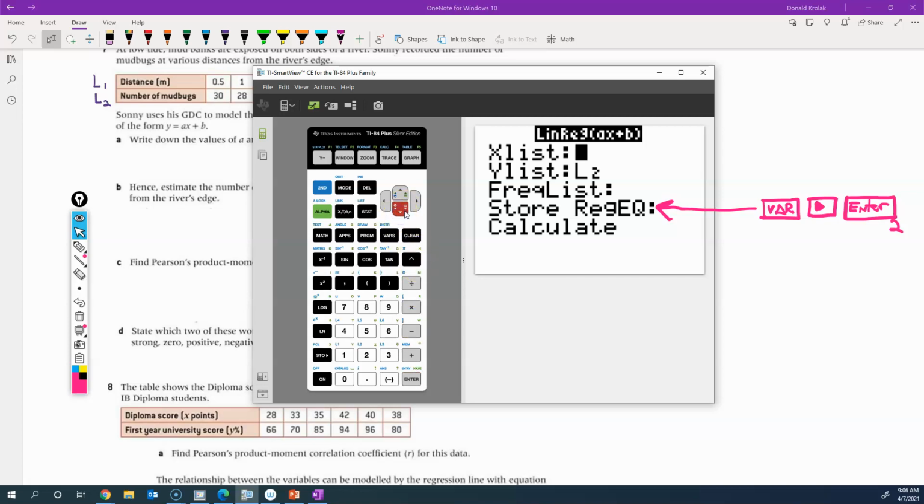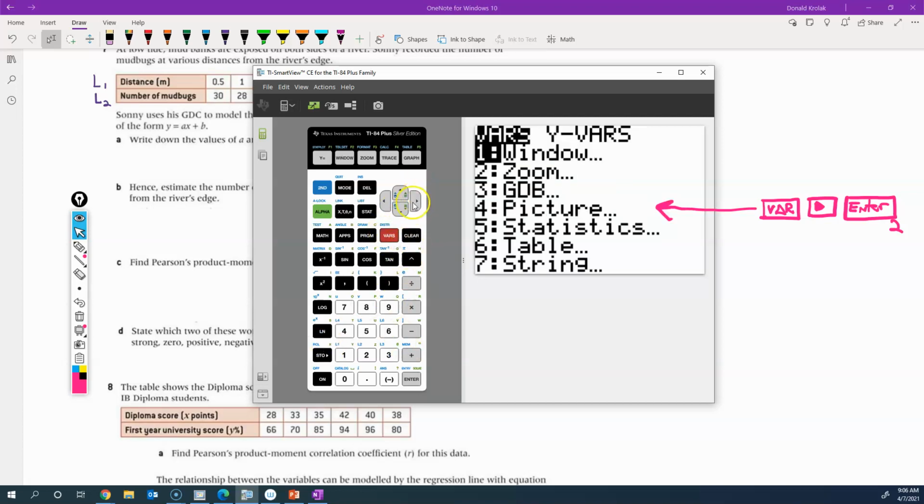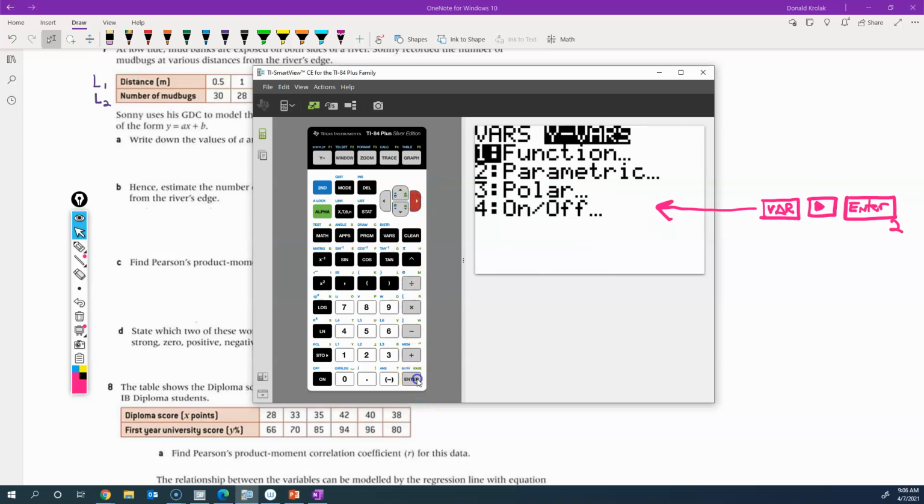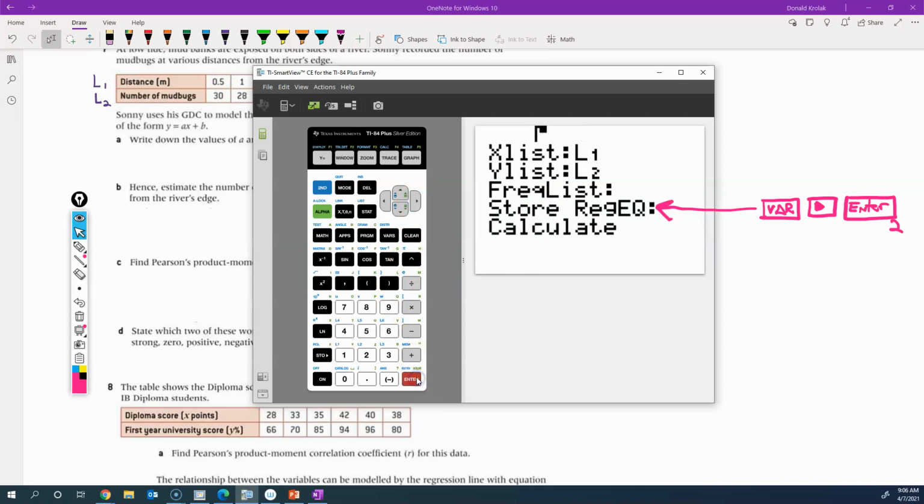And why didn't I put it down? I put it in the wrong line. Let's do this. Okay. There we go. Variable. Enter. Enter. There we go. And then calculate.